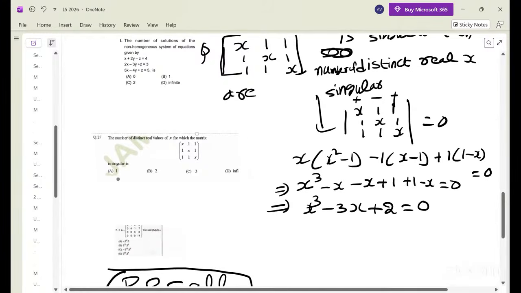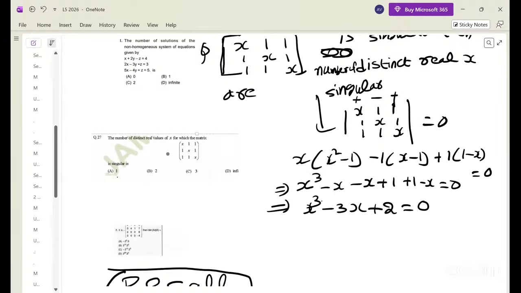Option 1: 1, 2, 3, infinite. So most of the students, the so-called intelligent students, will mark 3 directly, because it is a cubic equation, therefore 3 roots it will have. They will not read this. Simply they will read this singular. Then they will answer.